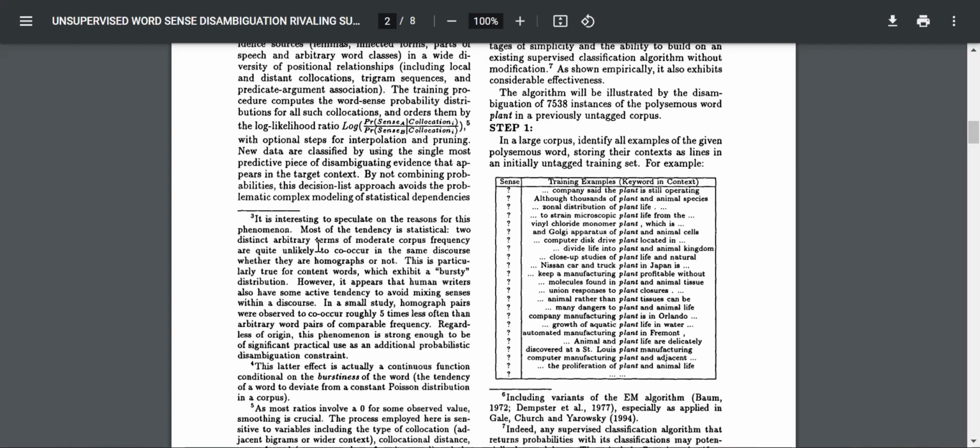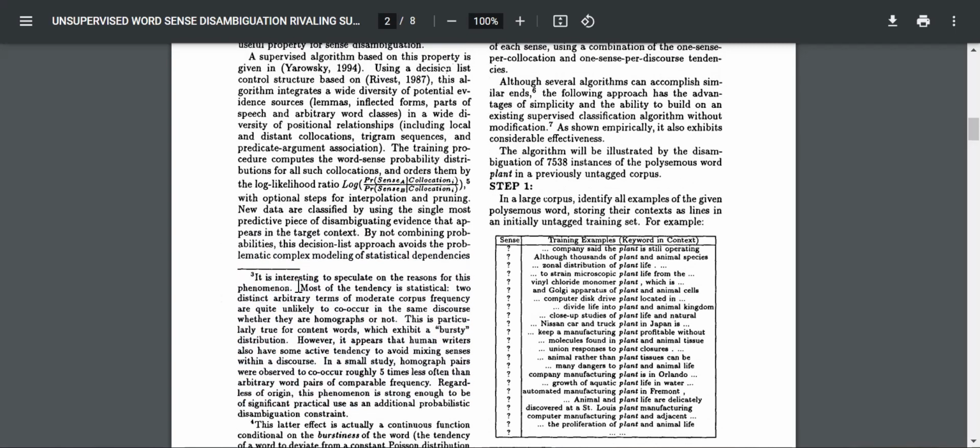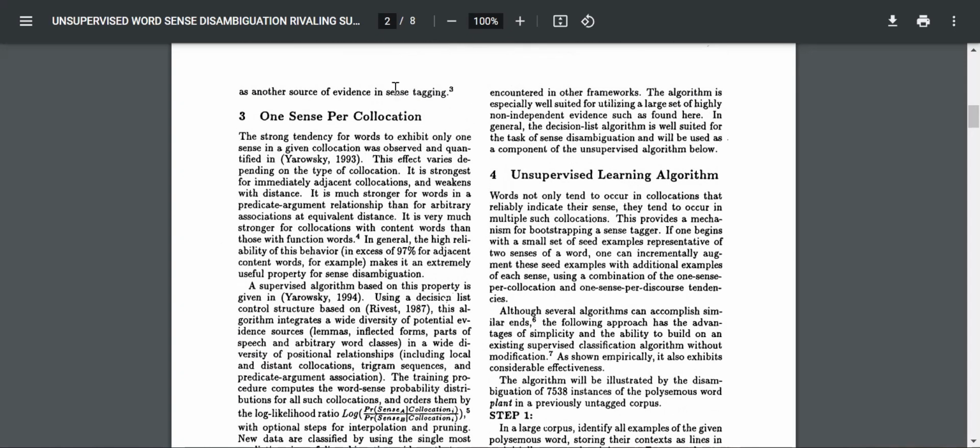Yeah, so you actively often try to avoid such things to avoid confusion for the reader. In a small study, homograph pairs were observed to co-occur roughly 5 times less than arbitrary word pairs of comparable frequency. Regardless of origin, this phenomenon is strong enough to be of significant practical use as an additional probabilistic disambiguation constraint. So I guess this was pretty clear from the examples that we saw already.